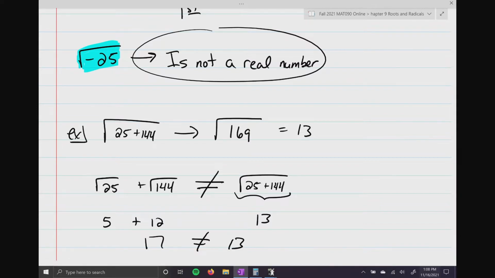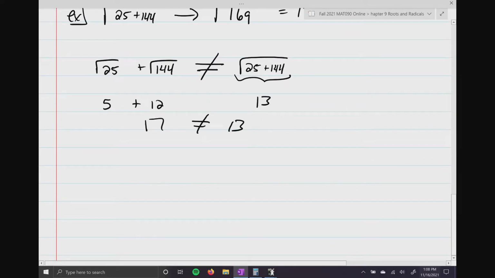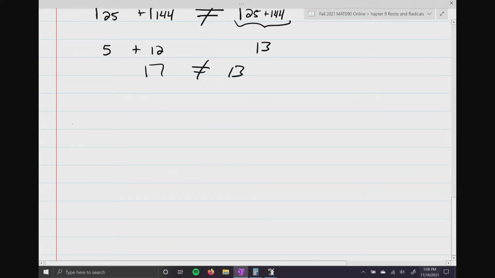All right, so now the question becomes this: what's the square root of 20? I want you to think about that. What I'm going to do is copy and paste our table, because we're going to need that.